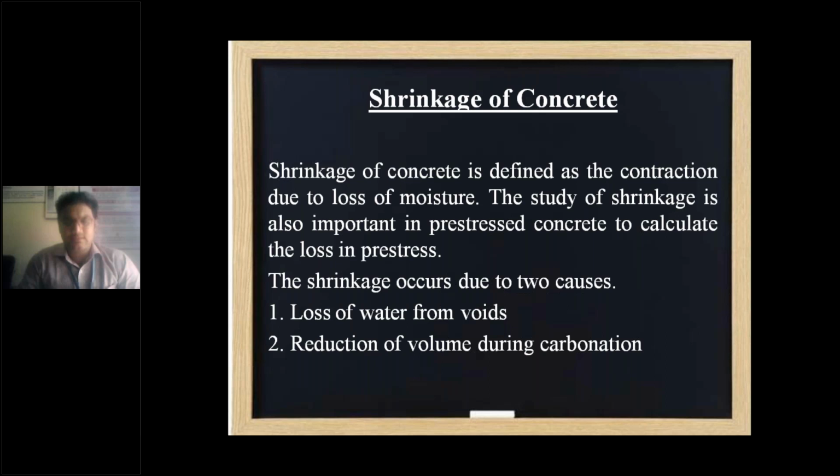Okay, so when we are casting slabs and similar elements, you need to take care of shrinkage of concrete, which is defined as contraction due to loss of moisture. Because a huge surface area is always exposed to sun and weather. When exposed more, there is a huge loss of moisture, which makes the concrete contract and creates cracks in it. Understood? So that is what you have to understand very clearly. And the study of shrinkage is also very important in prestressed concrete to calculate the loss in prestress. Prestress also has a shrinkage loss.